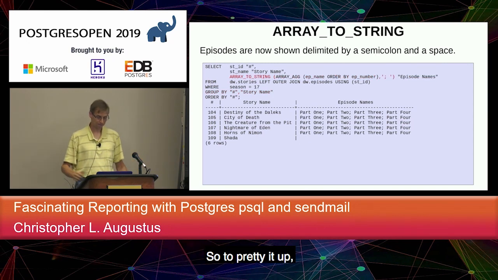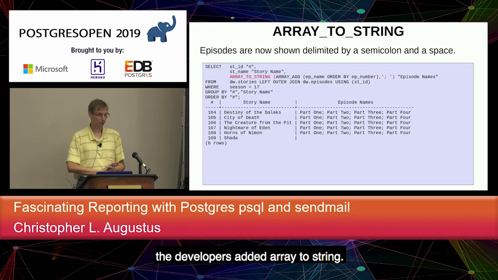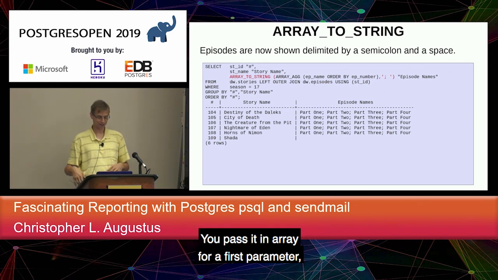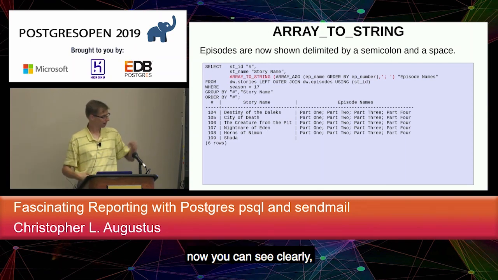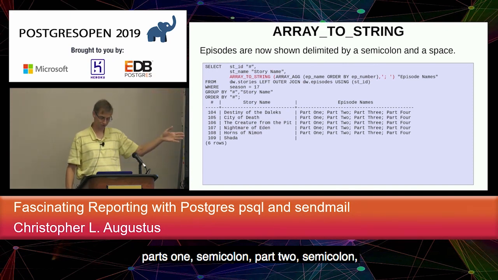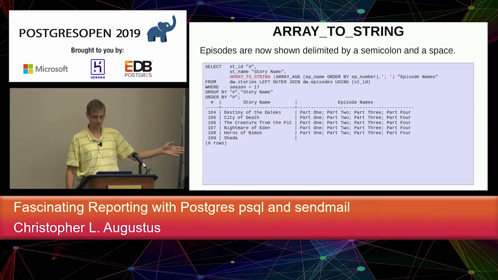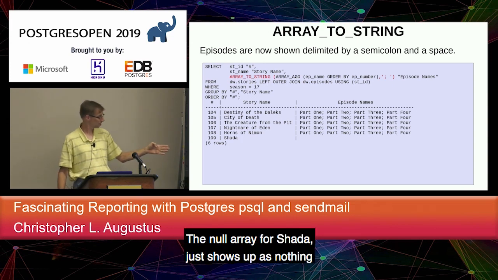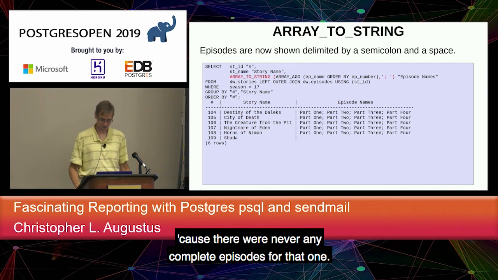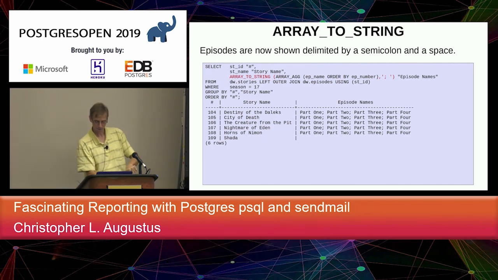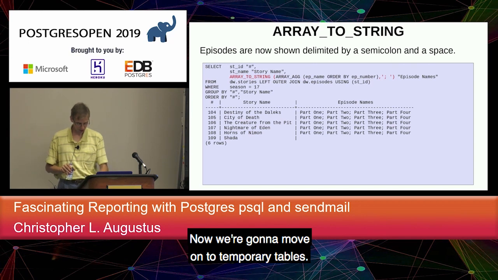So to pretty it up, the developers added array_to_string. You pass it an array for the first parameter, and for the second parameter, I picked a semicolon and a space. When it outputs it, now you can see clearly part 1, semicolon, part 2, semicolon, part 3, semicolon, part 4. And the null array for Shada just shows up as nothing because there were never any completed episodes for that one. So now we're going to move on to temporary tables.